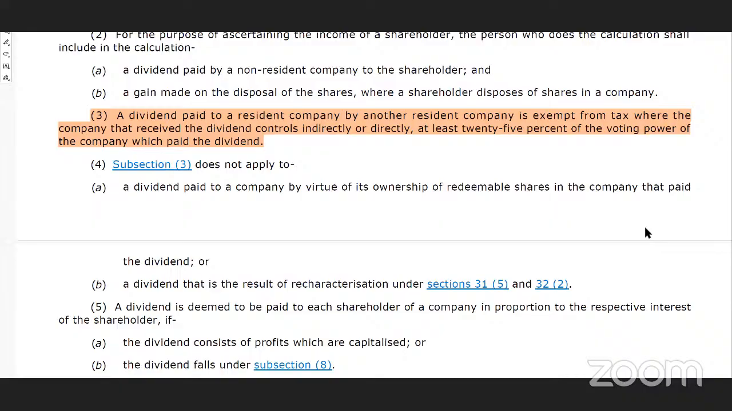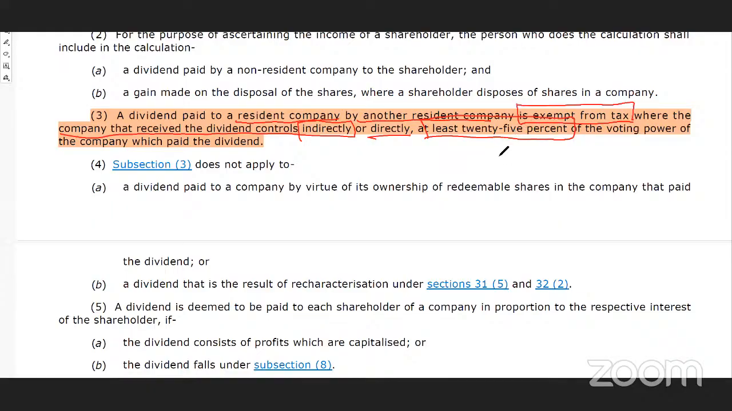A dividend paid to a resident company by another resident company is exempt from tax, where the company that received the dividend controls indirectly or directly at least 25% of the voting power of the company which paid the dividend.